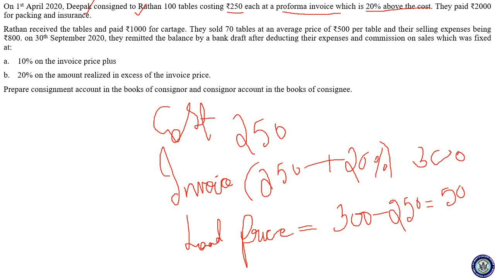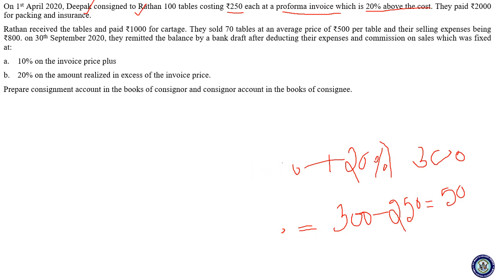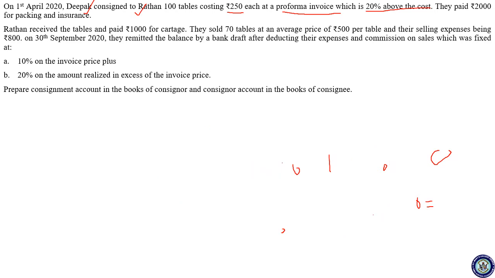It is 20%, not just 20; you have to write 20%. Or you can calculate this load price in another way: 250 into 20%, you will get 50. So 20% on cost, right? 250 into 20%, you will get 50 rupees. In that way also you can calculate the load price. Okay, if you're done, we'll proceed. What next?